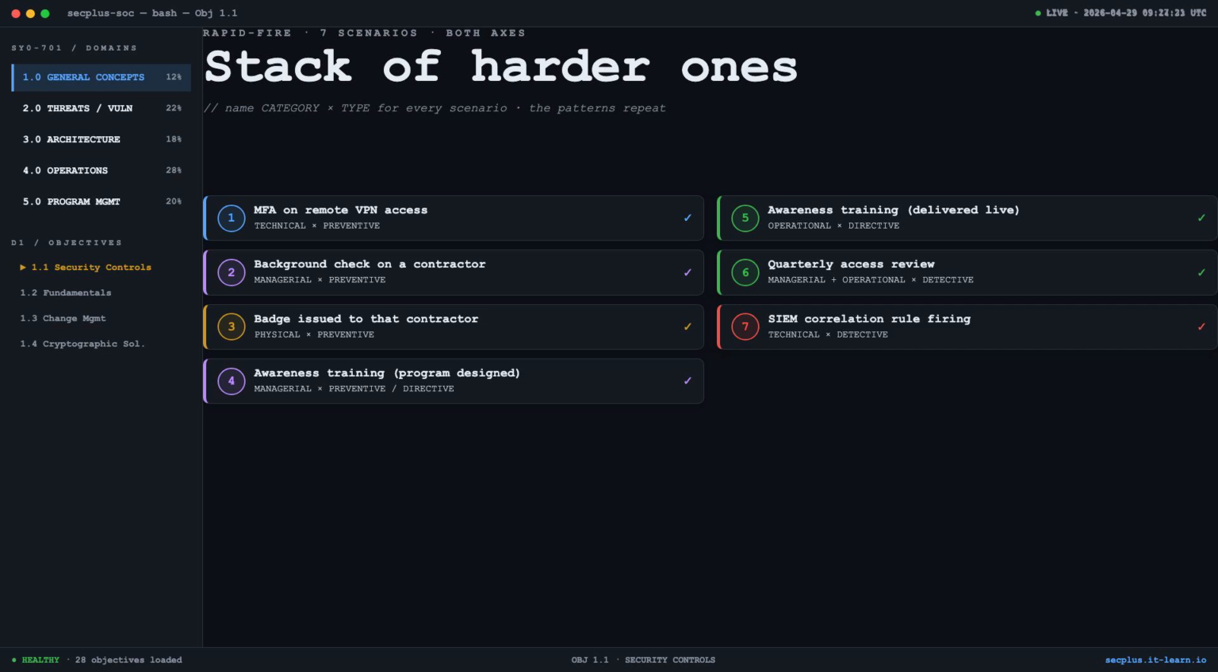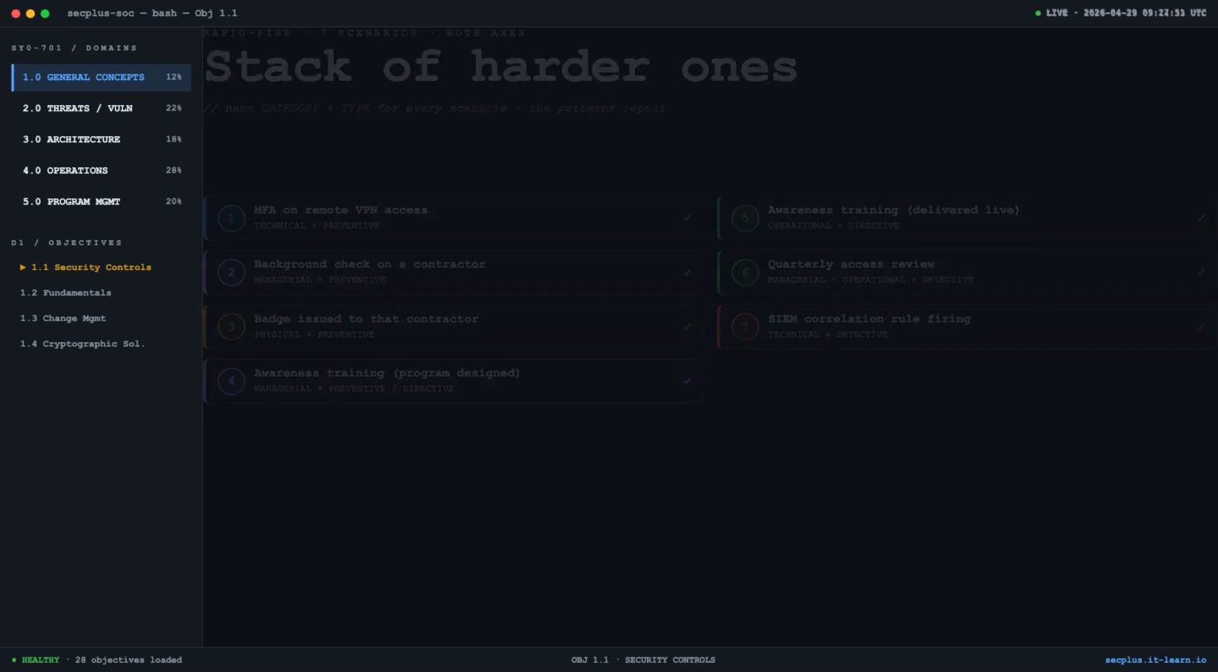The barbed wire on top of the perimeter fence, physical, deterrent, and preventive. The HVAC system that keeps the server room at 68 degrees, physical, preventive because it prevents heat damage to availability. The tabletop incident response exercise the team runs every quarter. Managerial when the runbook is reviewed, operational when the exercise is executed. 6 different controls, 6 different combinations of categories and types. The patterns repeat. Train your eye to spot them.